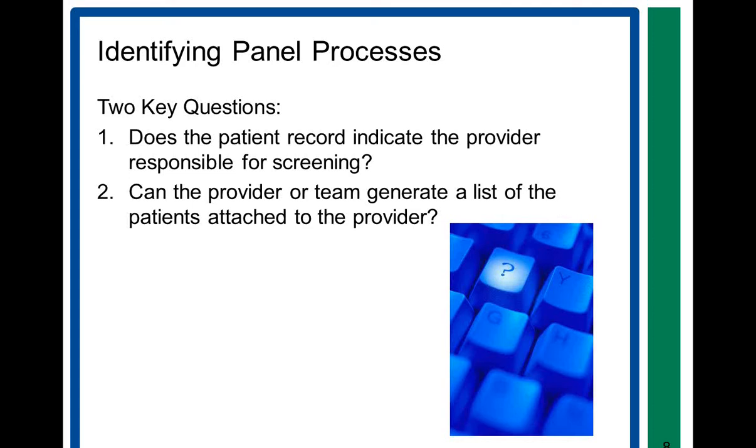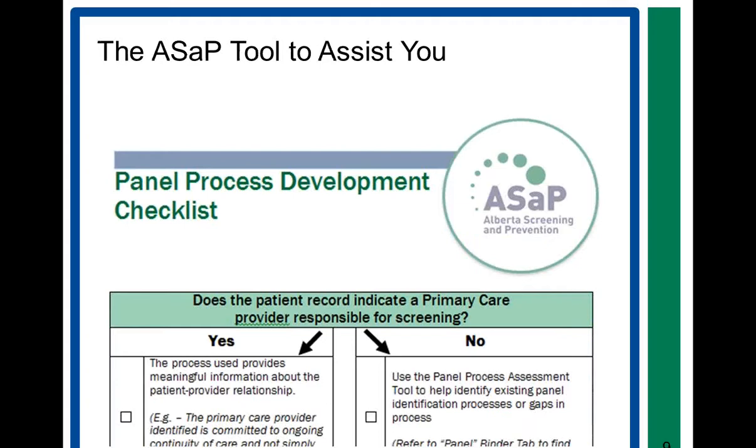So we have this ASaP tool to assist you, the panel process development checklist, which helps you to determine if there are panel processes in place and just take you a little bit deeper and provide you a little bit of guidance when you're asking clinics those questions.